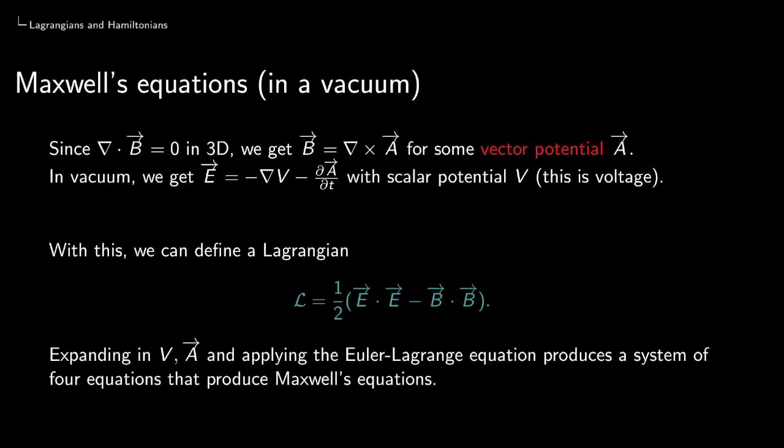Another great example of a Lagrangian that appears is Maxwell's equations. If you've watched this enough, you know that I'm a huge sucker for Maxwell's equations, so I will always enjoy an opportunity to talk about it. In this case, since we're working with the 3D Maxwell equations, which are the standard ones, since the magnetic field is divergence free, we can deduce that the magnetic field is going to be the curl of some vector potential A. And in a vacuum, we'll find that the electric field is going to be the gradient of some scalar potential V minus the derivative of this vector potential. And that V is very important.